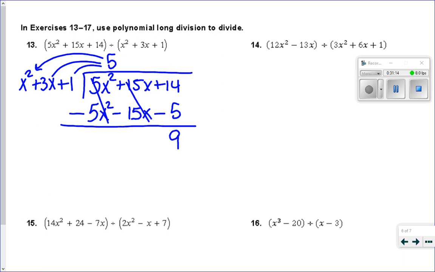So that's our remainder. So our quotient or answer here is a 5 plus our remainder of 9 over our entire dividing polynomial, our divisor. That's your answer. Okay, and that's it.